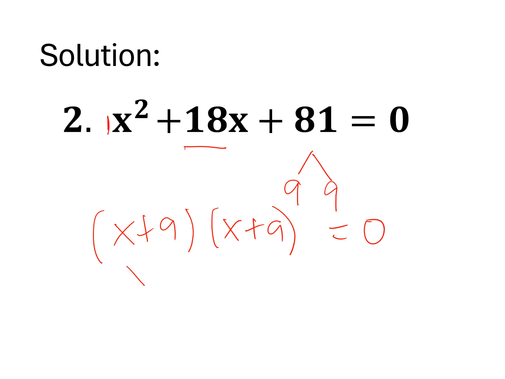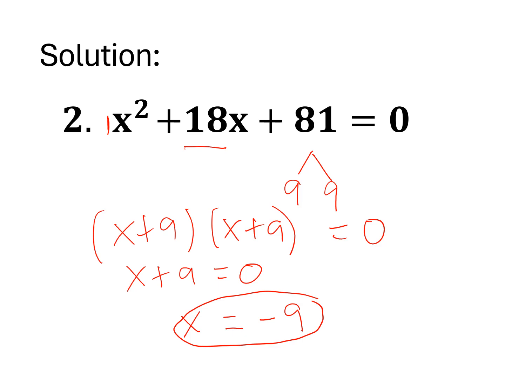Then apply the zero product property, x plus 9 equals 0. So we will write only one equation because the two factors are the same. So the solution is only 1. So x is equal to negative 9. Okay, here. Step number 5 is checking. You check if negative 9 is the correct solution. This is your task to check if this value negative 9 can satisfy the quadratic equation.